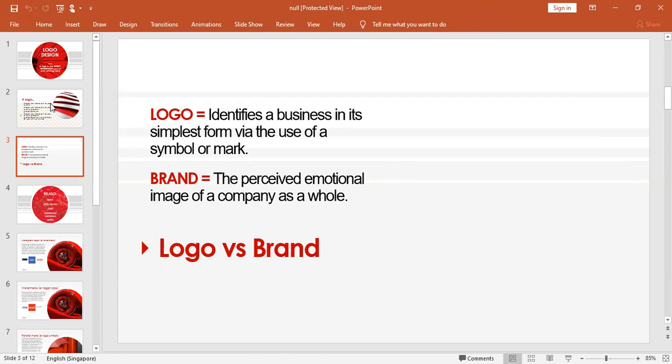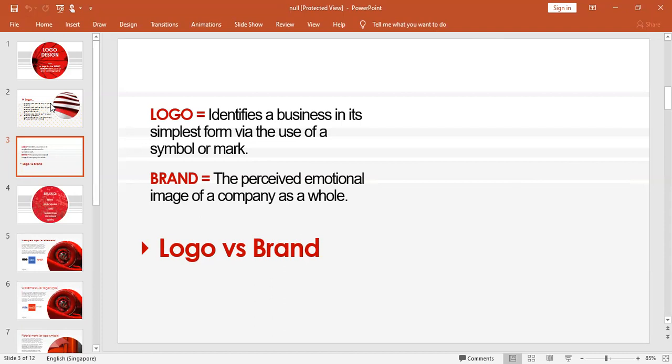Through the letters, the picture, or the symbol you have used, it gives a brief idea of an organization, or of who has done this, so people get an idea. For example, when you buy bucket chicken at KFC, once people see the KFC logo, they know this was bought from KFC. And a brand is the perceived emotional image of a company as a whole.